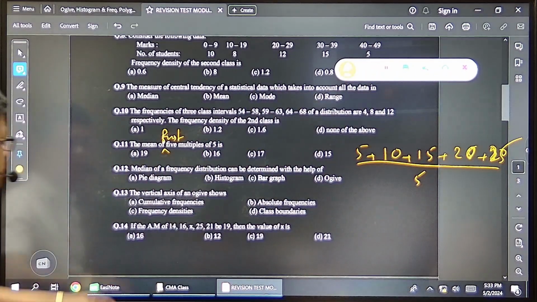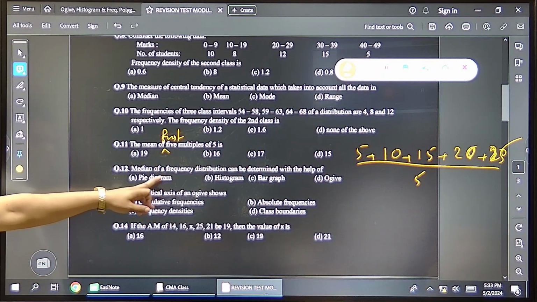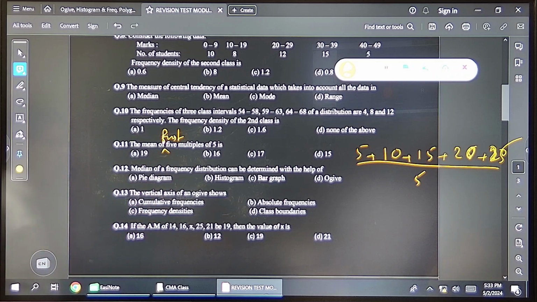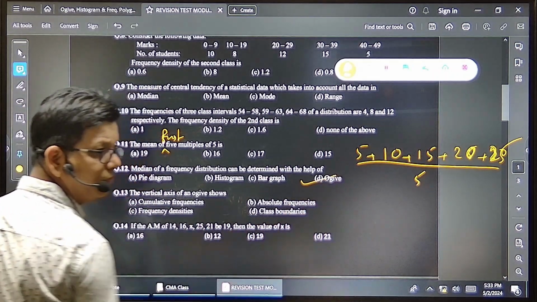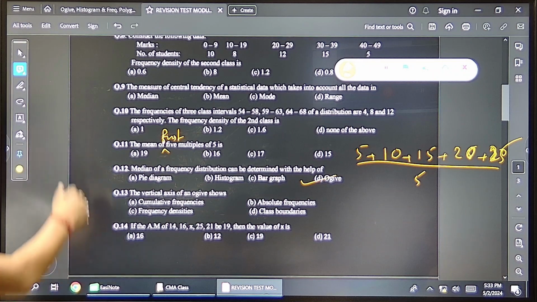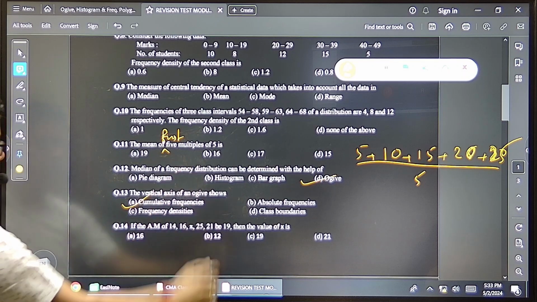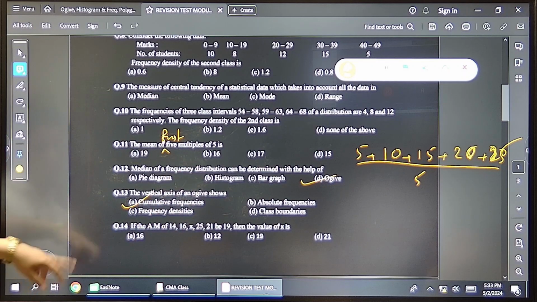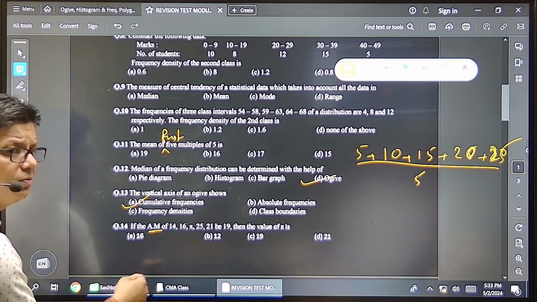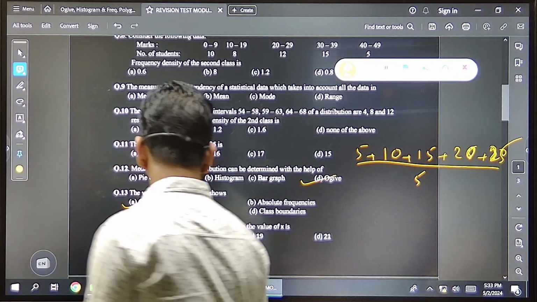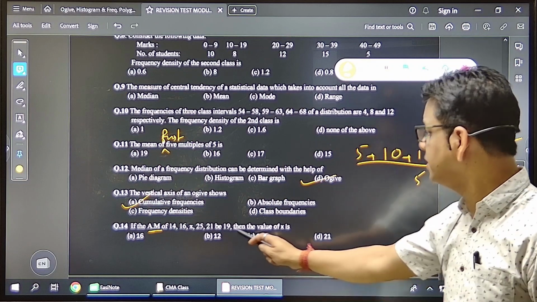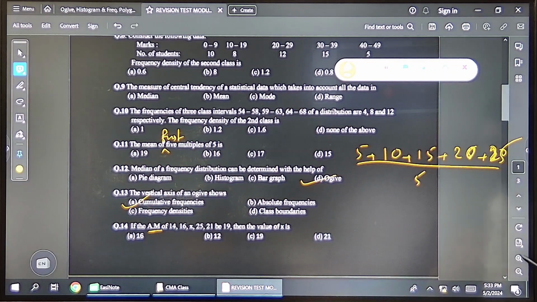Done no? Median of a frequency distribution can be determined with the help of, this one we did just now, OGIVE. Yes or no? How to do n by 2 and all? The vertical axis of an OGIVE shows the cumulative frequency. 15 I will explain in my next class. Now coming to 14. Can you now do this? You don't get confused. This arithmetic mean is mean only. Now look at the question. The arithmetic mean of this number is 19. I just make it a little bit bigger.